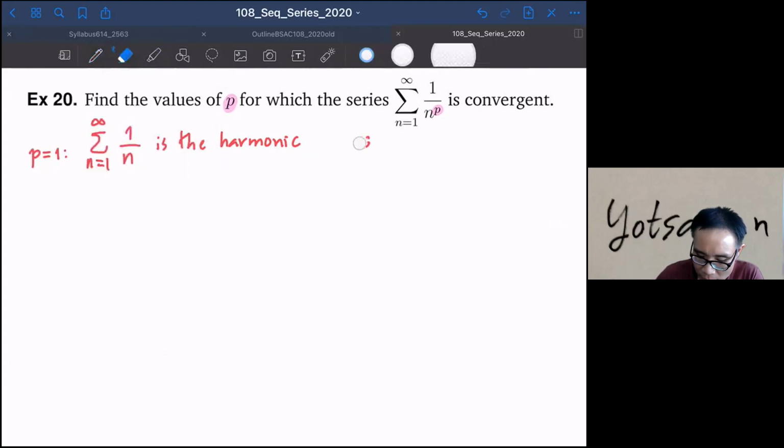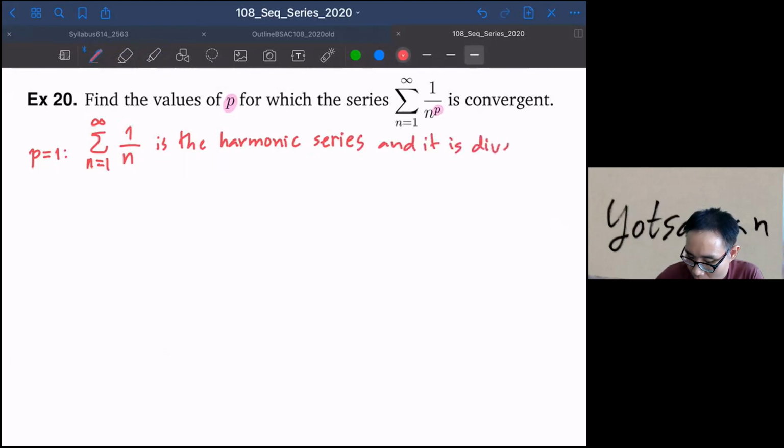Okay, so this one is the harmonic series and it is divergent. This is what we learned in the previous lecture. It turned out to be divergent because it is the harmonic series.